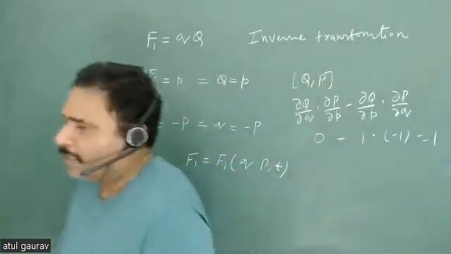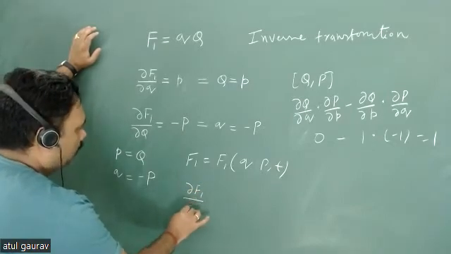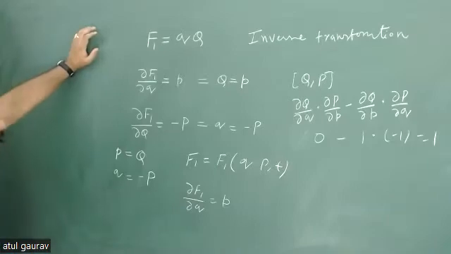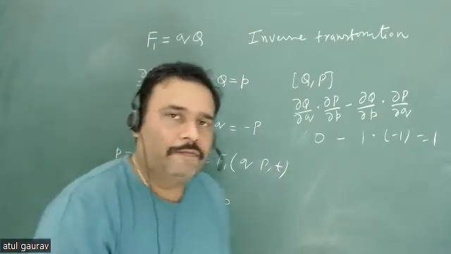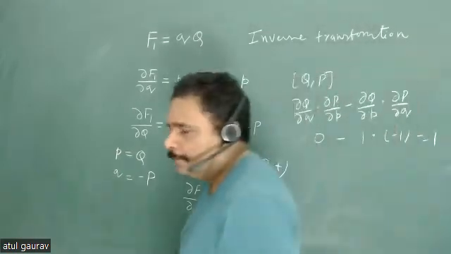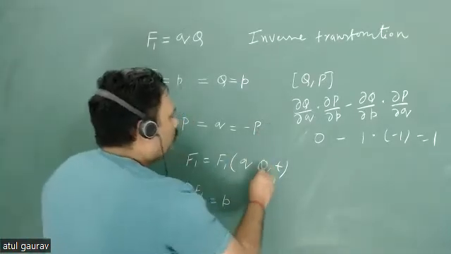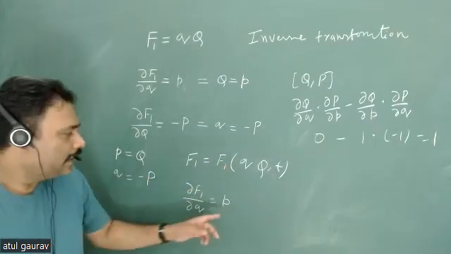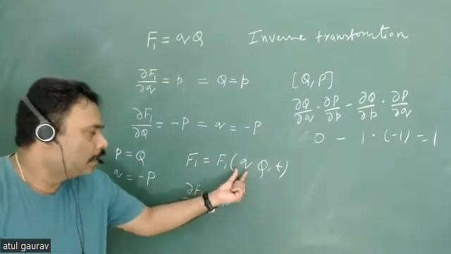Now you can see we have to use this relationship. So what is this relationship? Del F1 upon del q is equal to P. Now F1 is a function of small q, capital Q and T. Is this small p my favorable variable or not? No, sir. F1 must be a function of small q, capital Q and T.